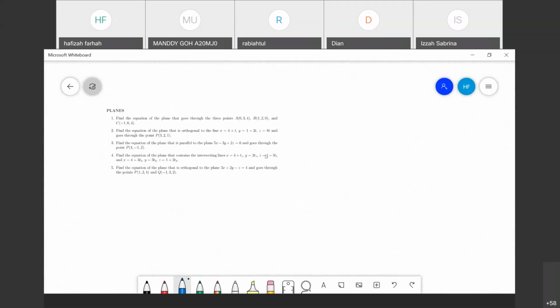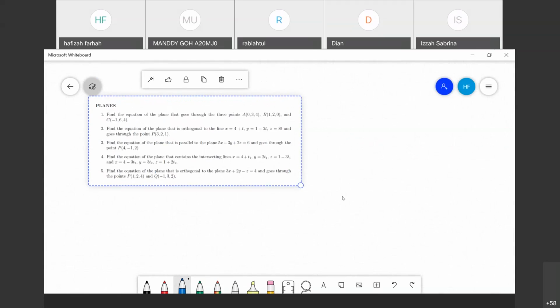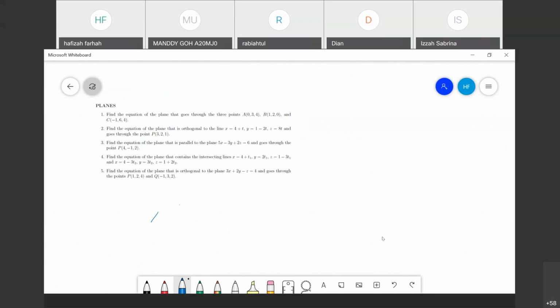Find the equation of the plane that is orthogonal to the plane 3x plus 2y minus z equals 4. We want to find a plane, this plane pi 2, where pi 2 is orthogonal to plane 3x plus 2y minus z equals 4 and goes through the points P(-1, 2, 4) and Q(-1, 3, 2).